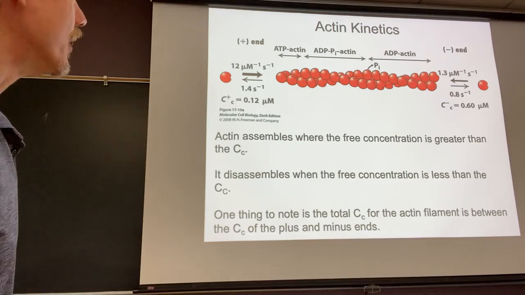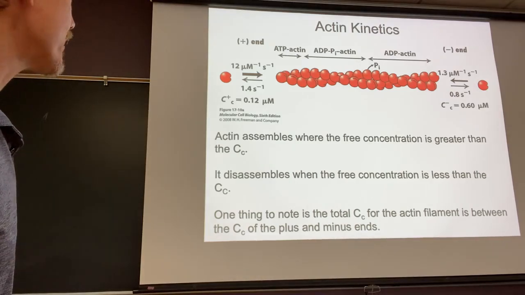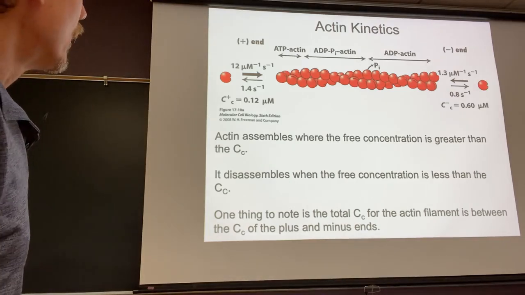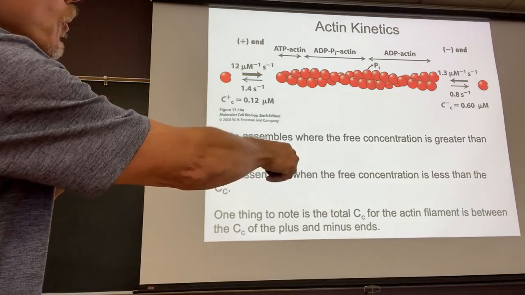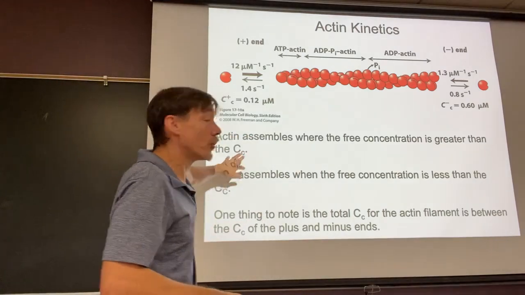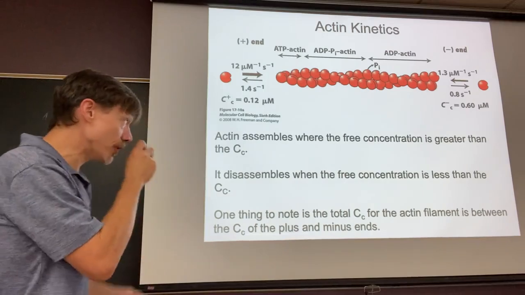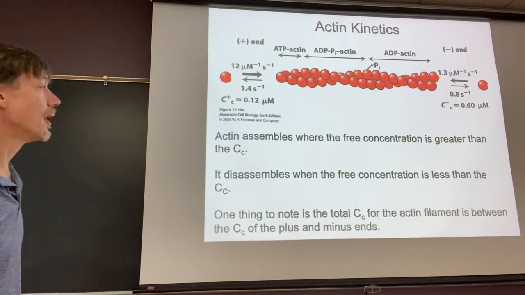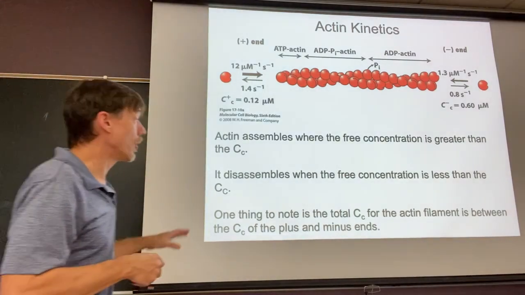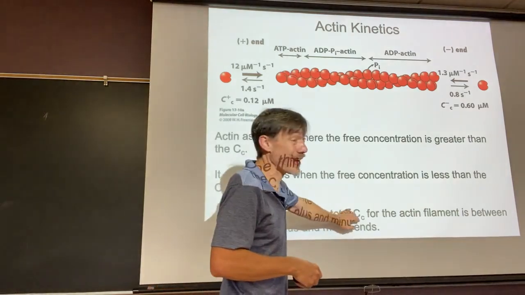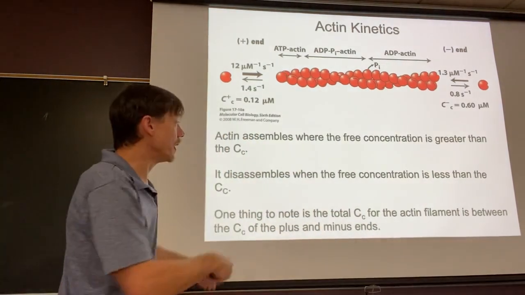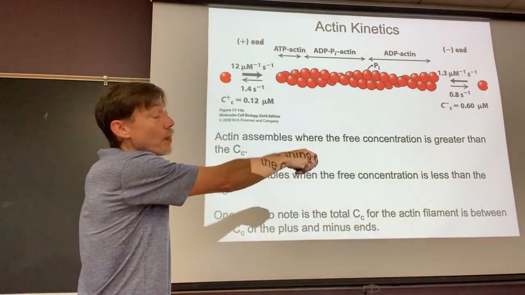So in terms of the actin kinetics, actin assembles when the free concentration is greater than the critical concentration. It disassembles when the free concentration is less. And one thing to note, the total critical concentration for the actin filament is going to be in between the plus and the minus ends.